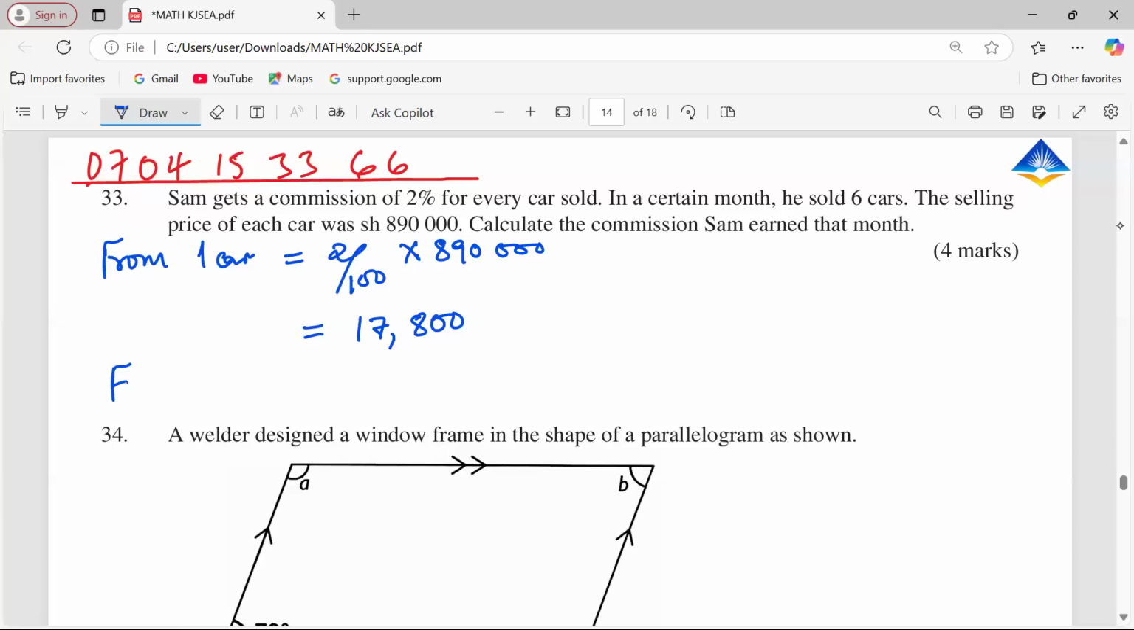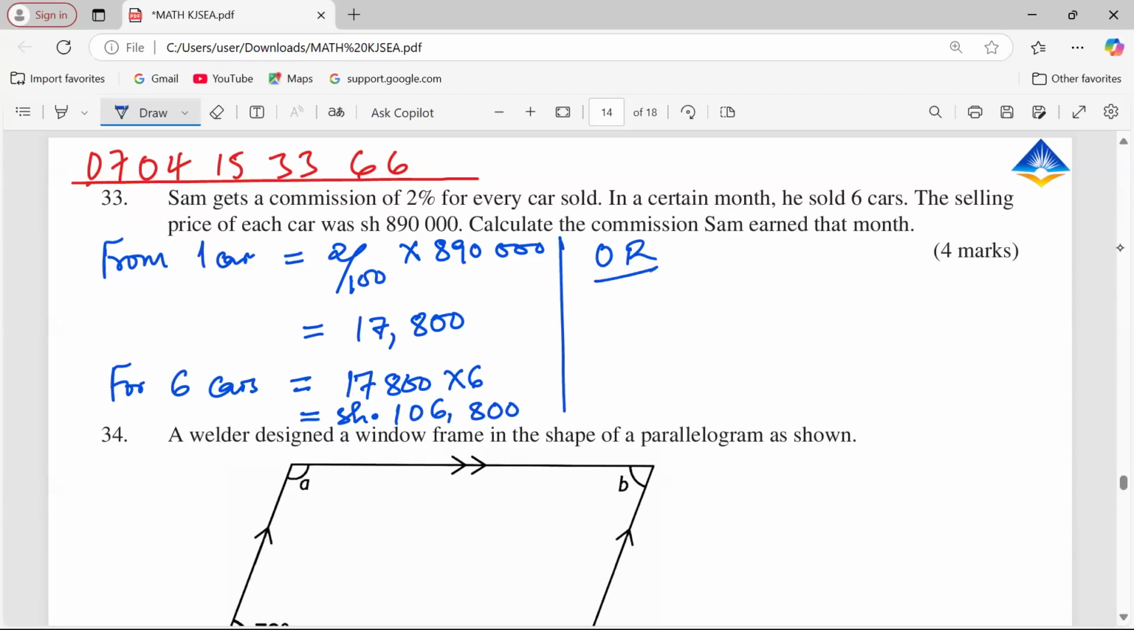So for the 6 cars, he will get 17,800 by 6. So when we multiply this by 6 now, we will get 106,800 Kenya shillings.